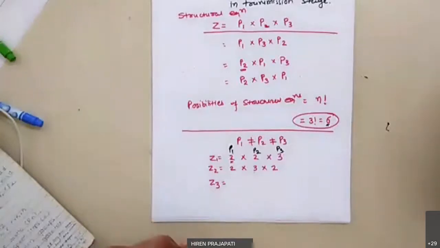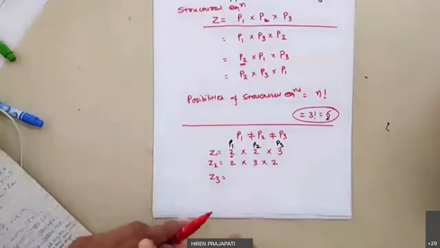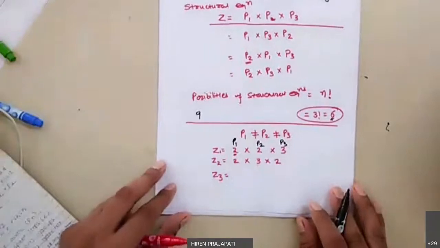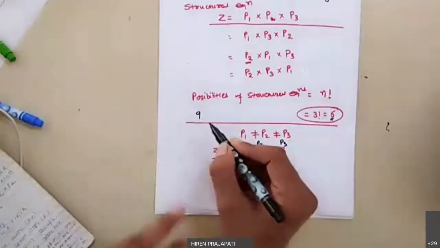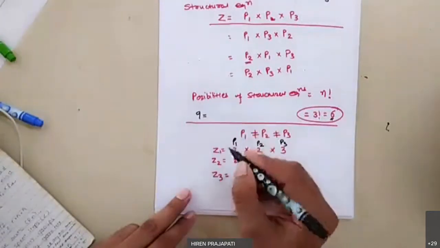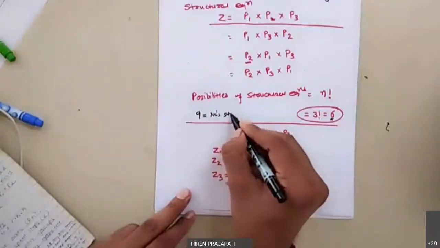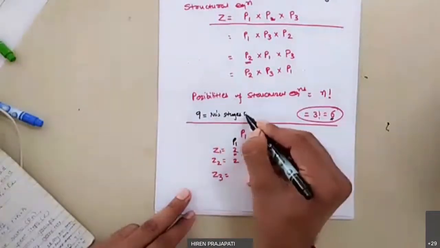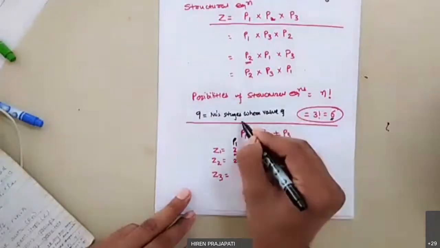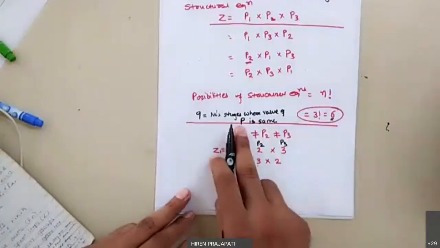Right? So we need to introduce another parameter which is called Q. So what is the meaning of Q? Q stands for the number of stages where the value of P is the same. Number of stages where the value of P is the same.